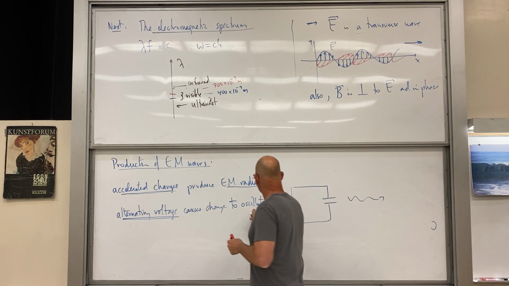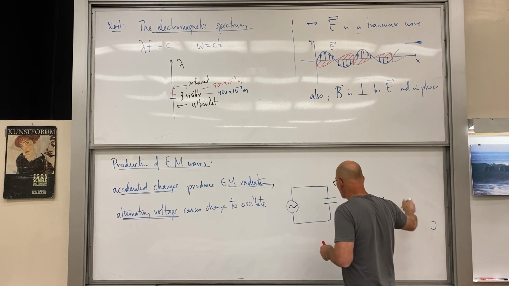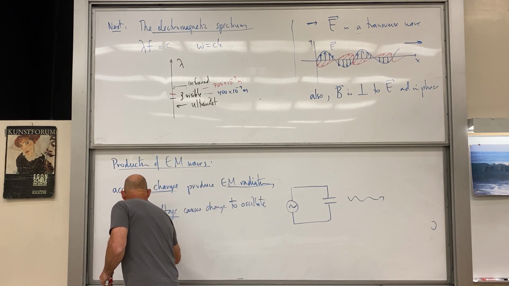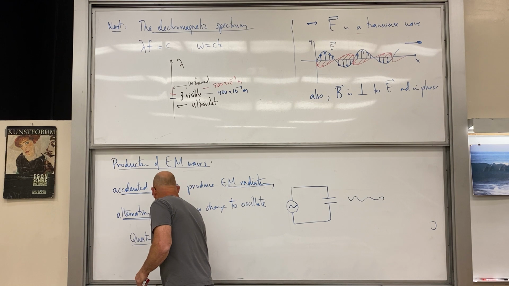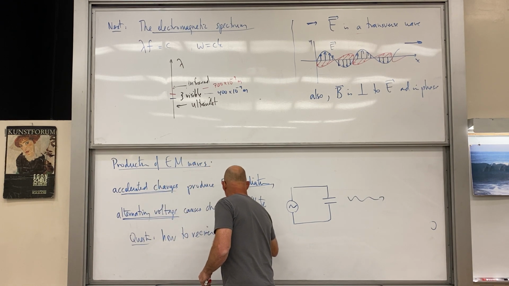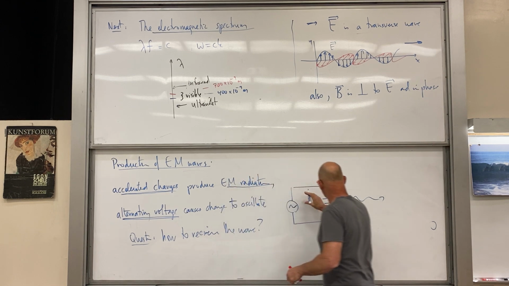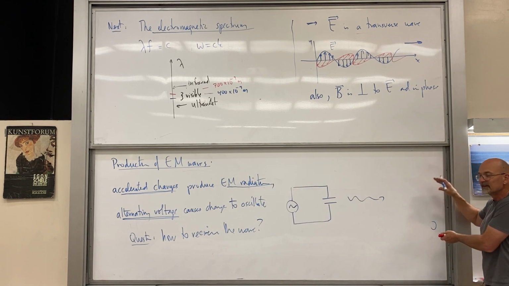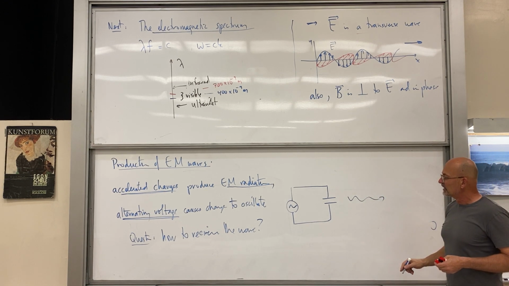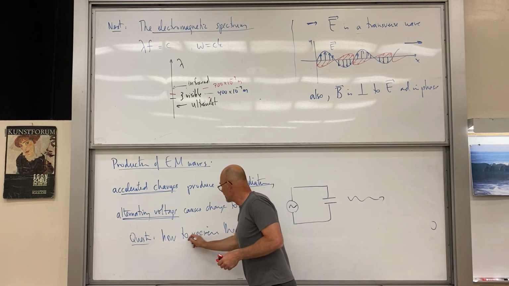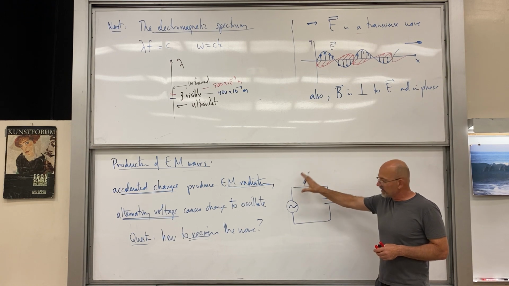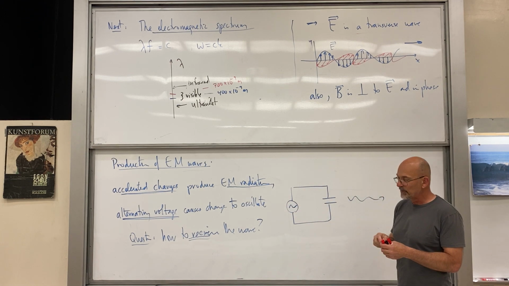So charges oscillate, right? That produces a wave. So the question is how to receive the wave. If you produce it, fine, but you have to actually have a receiver on this side that tells you that the wave has arrived and really is a wave. Both of these topics, how to produce it and how to receive it, require us to go into a little bit of time-dependent circuitry, and we'll spend a little time doing that.